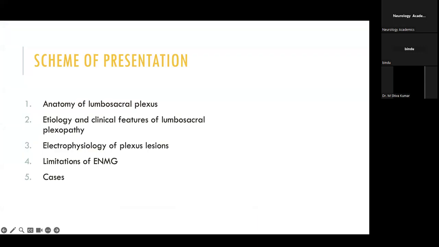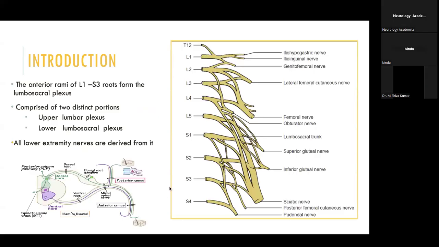Today's topic will be presented under these subheadings: anatomy of lumbosacral plexus, etiology and clinical features, electrophysiology, and limitations of ENMG in the plexopathies, diagnosis of plexopathies, and clinical cases. Coming to introduction, we'll see the formation of lumbosacral plexus anatomy.